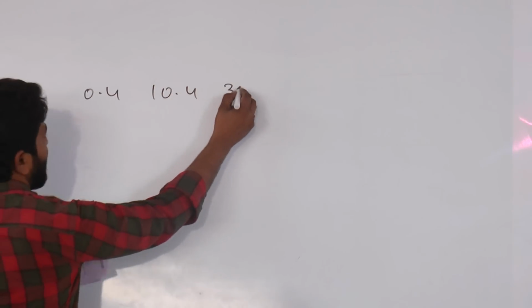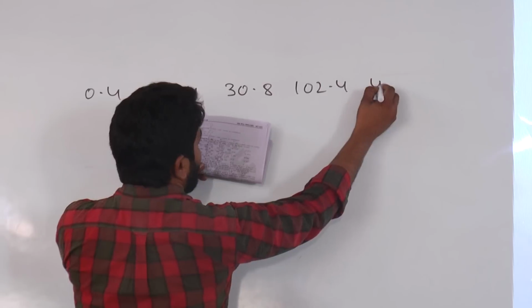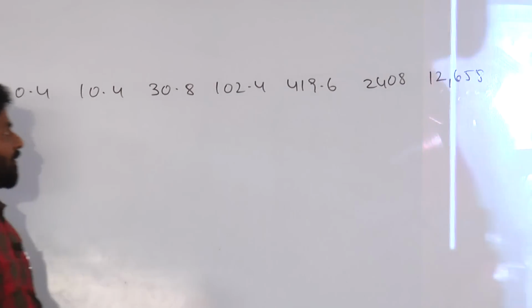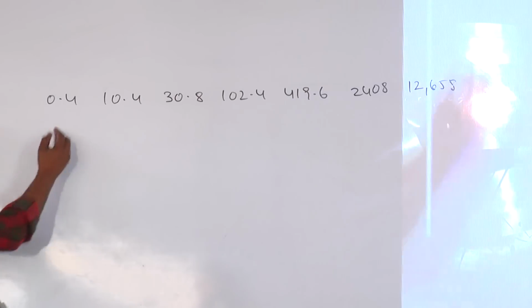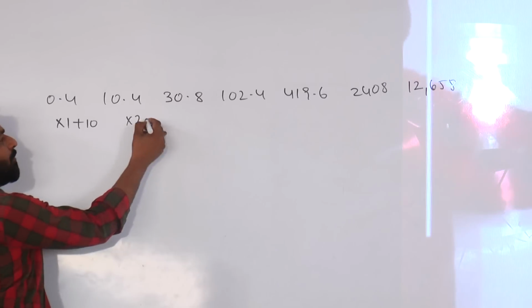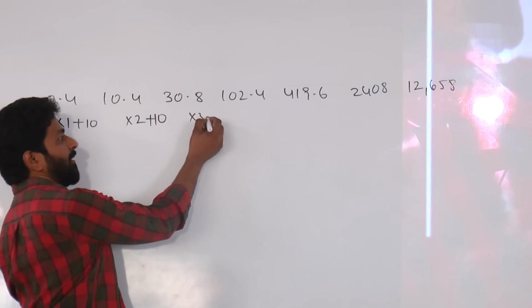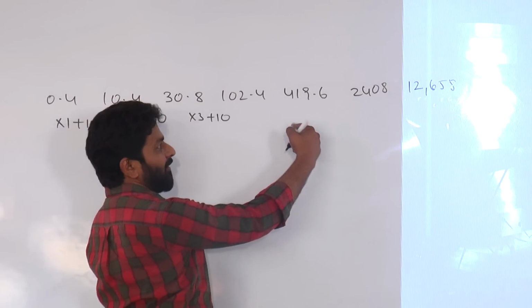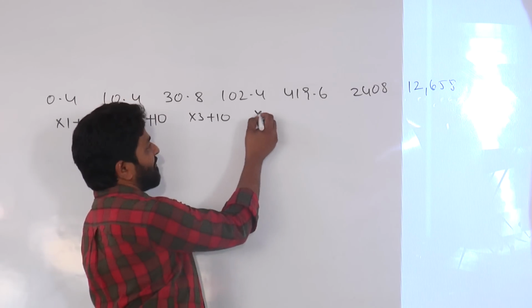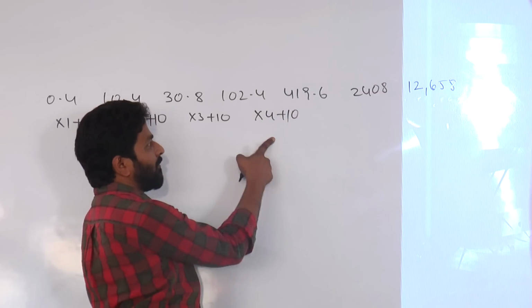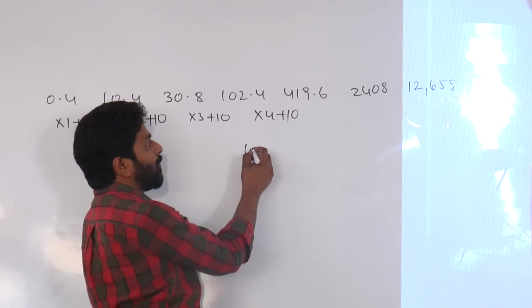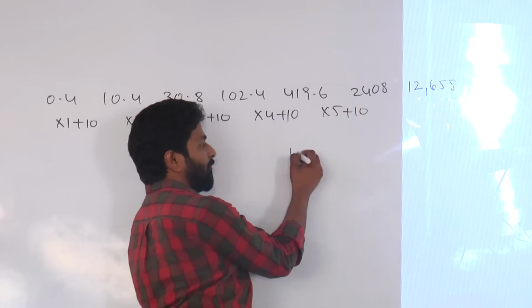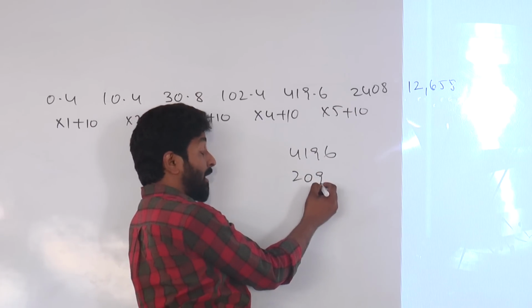0.4, 10.4, 30.8, 102.4, 419.6. Difference? Into 1 plus 10, into 2 plus 10, into 3 plus 10, that's it? Into 4 plus 10, satisfied. Into 5 plus 10. Wait. Into 4 plus 10: 409.6, 419.6, true. Into 5 plus 10: 4196, half of it is 2098 plus 10.